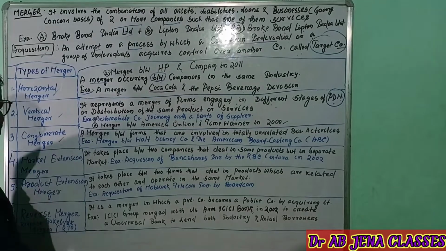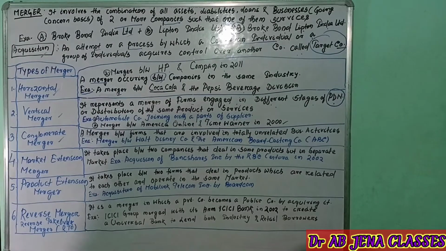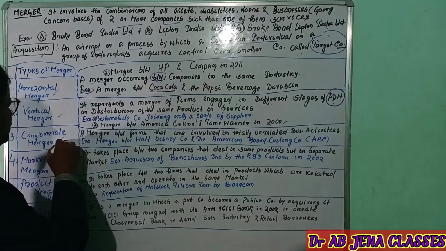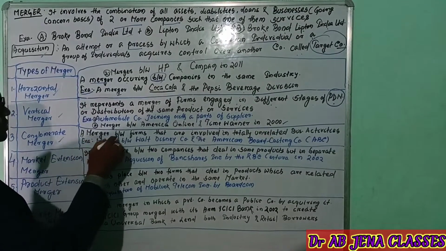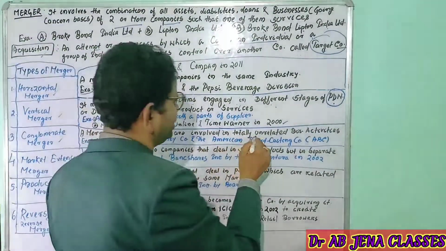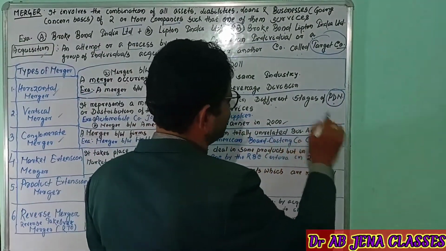Then come to the third category, the conglomerate merger. What is this conglomerate merger? Conglomerate merger is a merger between firms that are involved in totally unrelated business activities.